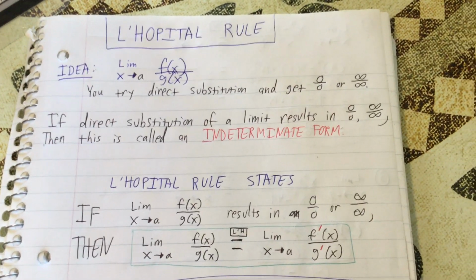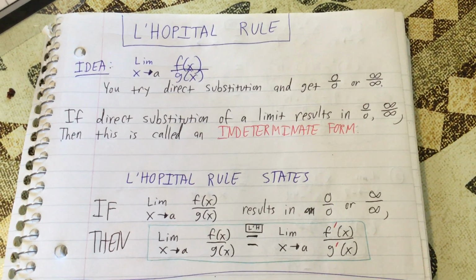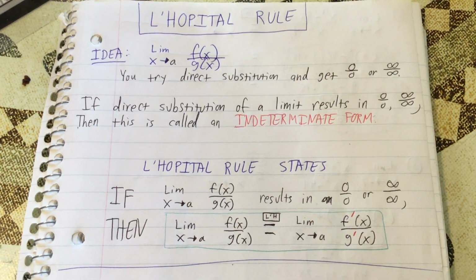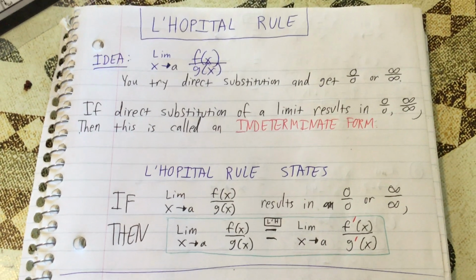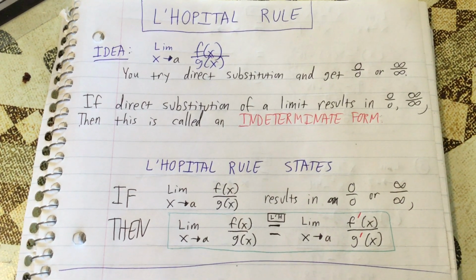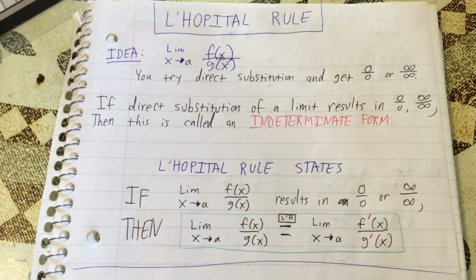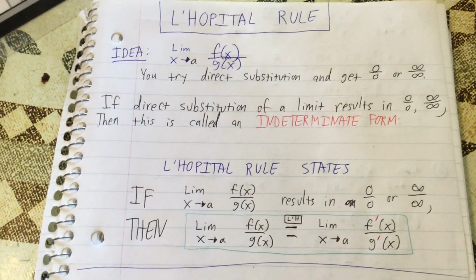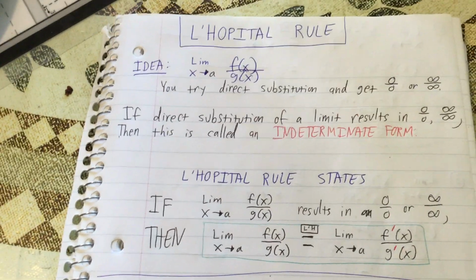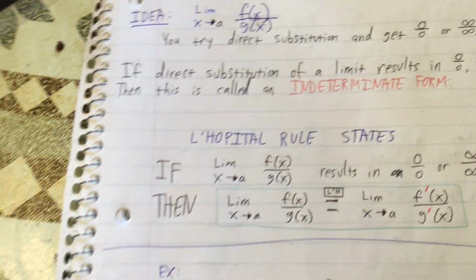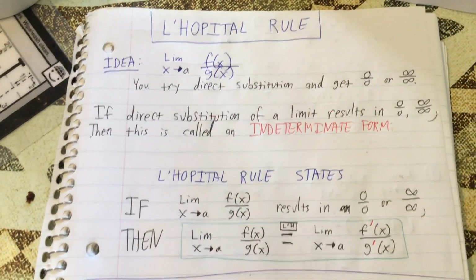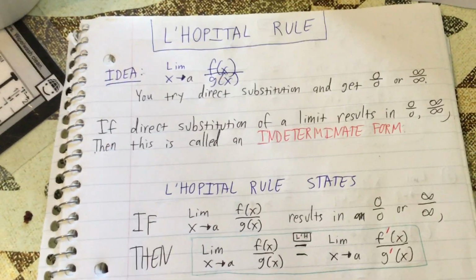So if the limit as x approaches a of f of x over g of x results in 0 over 0 or infinity over infinity, then the limit as x approaches a of f of x over g of x can be rewritten by L'Hôpital's rule as the limit as x approaches a of f prime of x over g prime of x. Notice that I put an LH on top of the equal sign. The reason why is because let's think about this. f of x is not equal to f prime of x, and g of x is not equal to g prime of x.